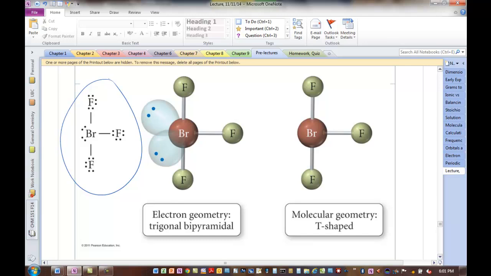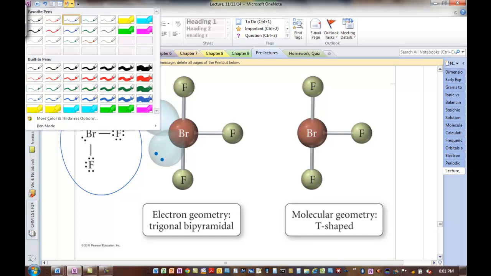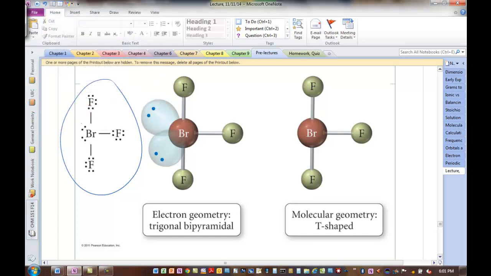Now, it turns out that this is actually drawn in the right geometry, but it doesn't have to be. Again, we would do the same thing. We would count 1, 2, 3, 4, 5. What's the arrangement of 5 pairs that minimizes repulsion? Trigonal bipyramidal. The 2 lone pairs are going to go in the equatorial positions, the trigonal plane. And what does that leave us? Well, we have an axial one pointing up, axial pointing down. We have 1 left in the trigonal plane.